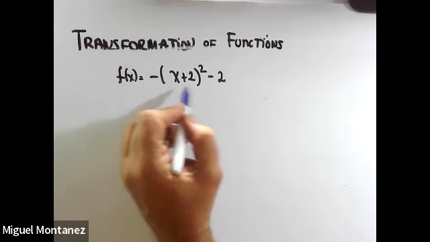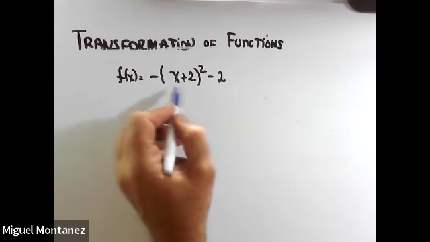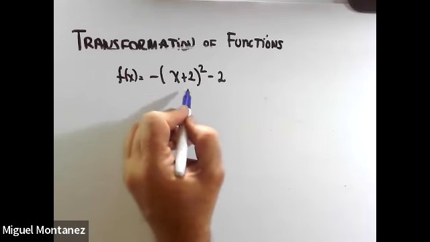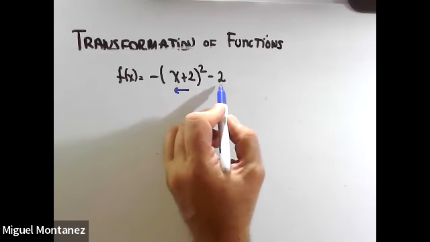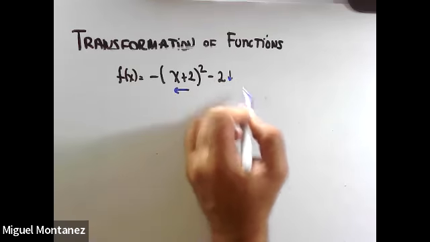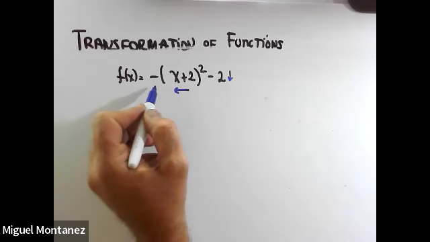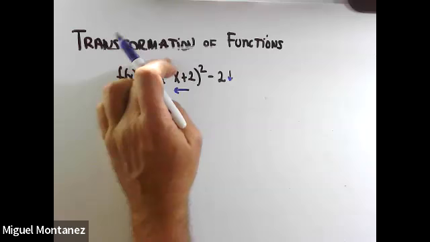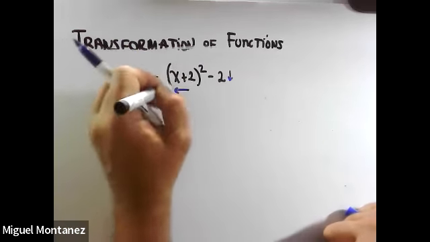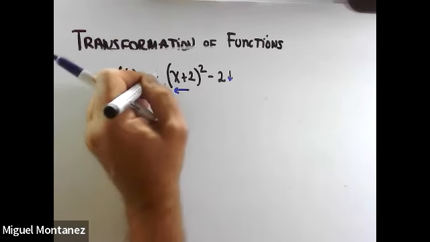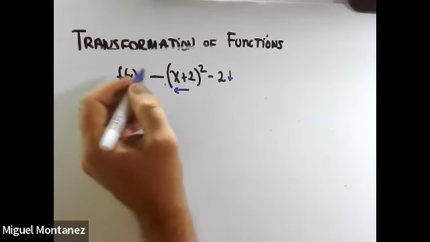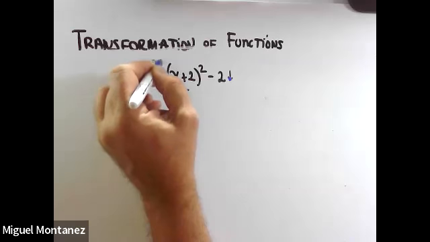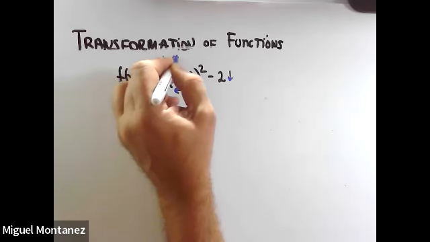Because I'm adding inside the x, this is the horizontal. I'm adding, so we go left. I'm subtracting 2 after I square, so we push down. And the lovely negative is outside, so it has to be a reflection. However, since it's affecting the output, the reflection will be the x-axis reflection.